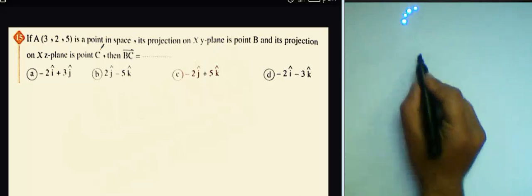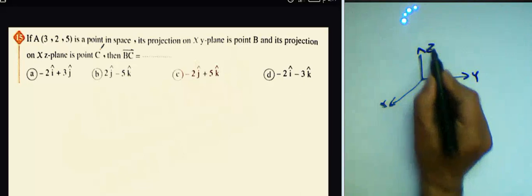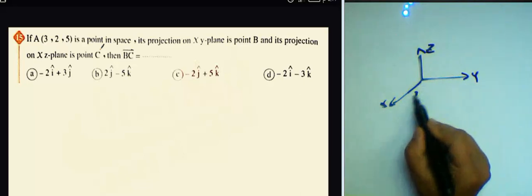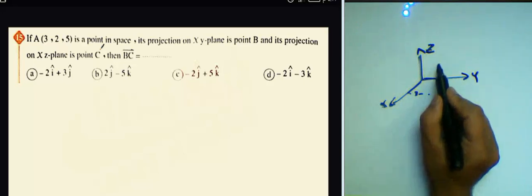Question 15. If A (3, 2, 5) is a point in space, its projection on the XY plane is point B, and its projection on the XZ plane is point C, then vector BC equals what? We want to find BC. Here we have X, Y, and Z axes, and the point (3, 2, 5).